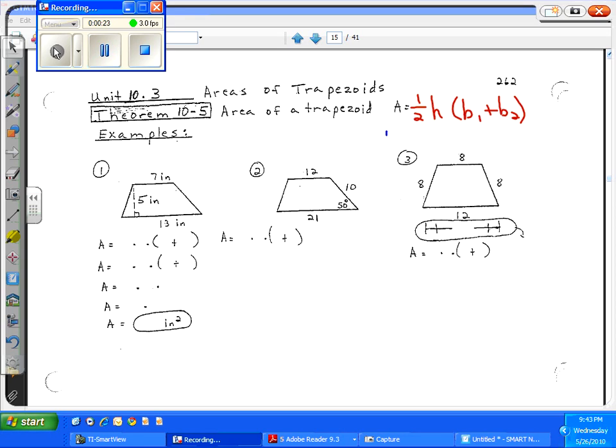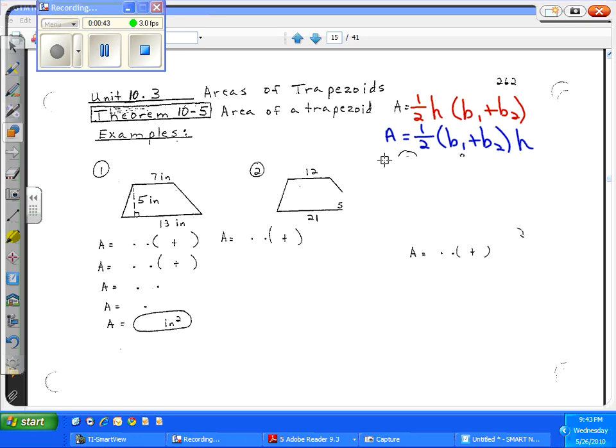Now, some formula charts will put 1/2 sum of bases times height, which is fine because multiplication is commutative. And they probably do that because, remember, 1/2 the sum of the bases is the median. So substituting median in place of half sum of bases, we would get area is median times height.